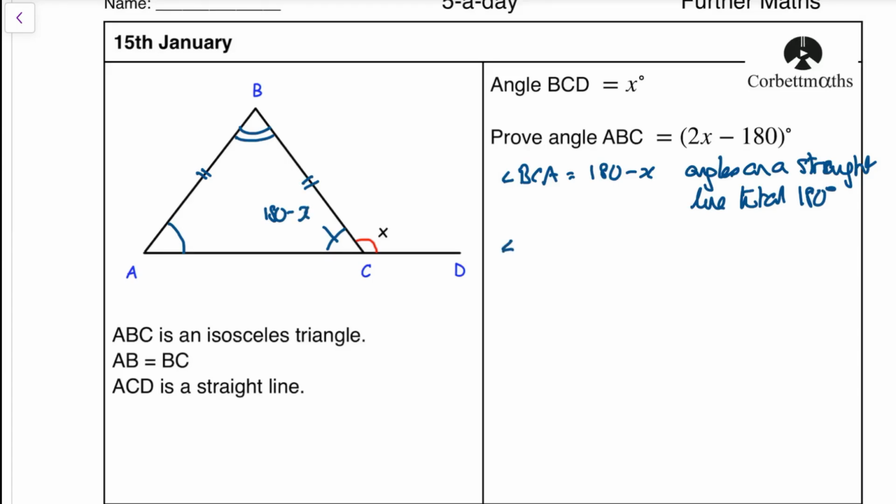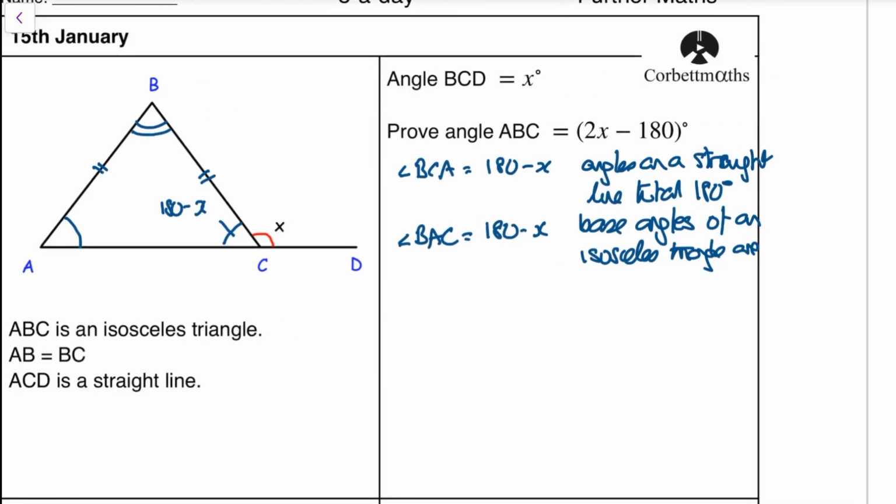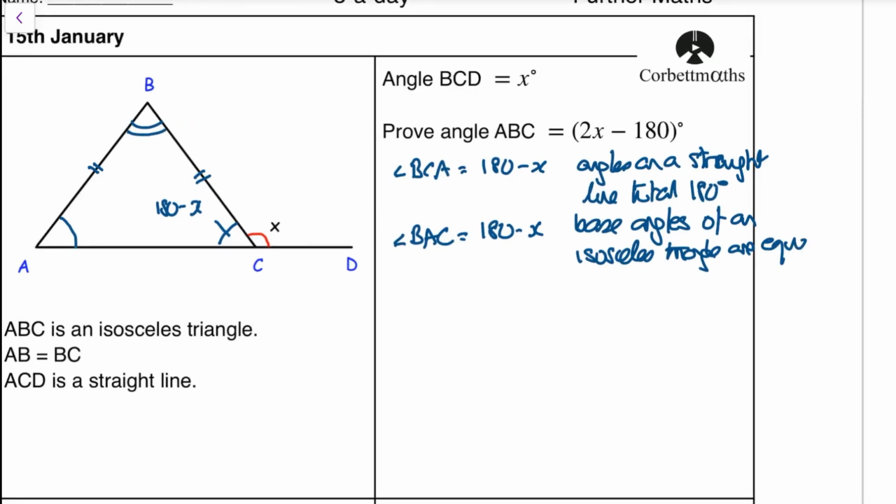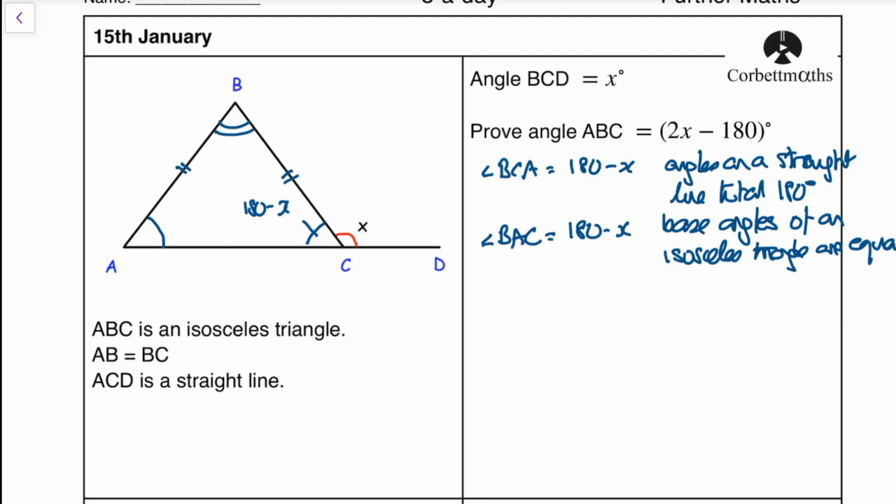Then it is also the case that the angle BAC is also equal to 180 minus x because base angles, and this is the bit everyone forgets, not just because it's an isosceles triangle, it's because base angles of an isosceles triangle are equal. And then the angle that we actually want is angle ABC.